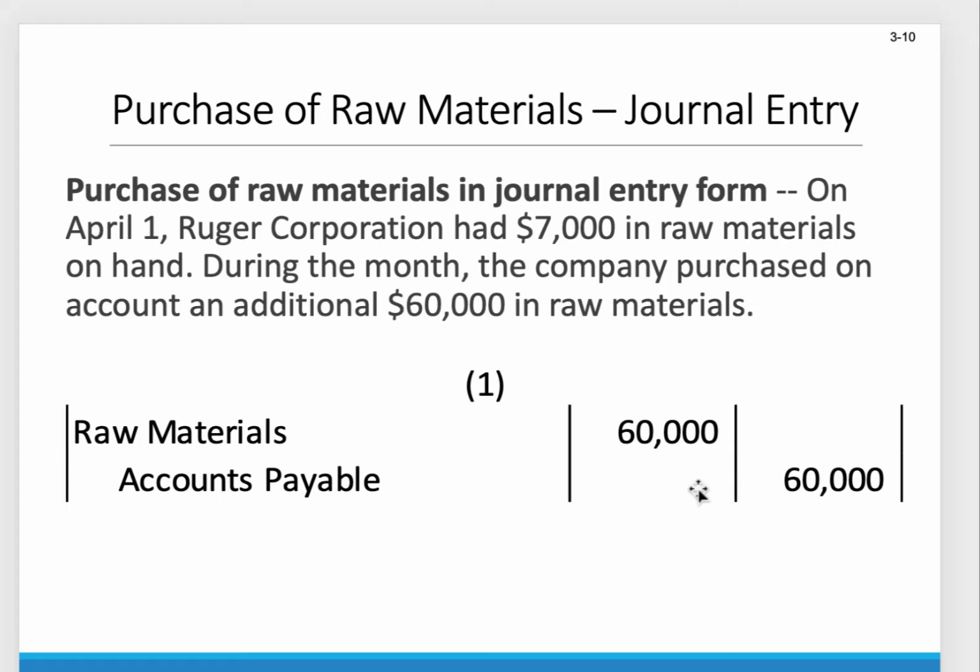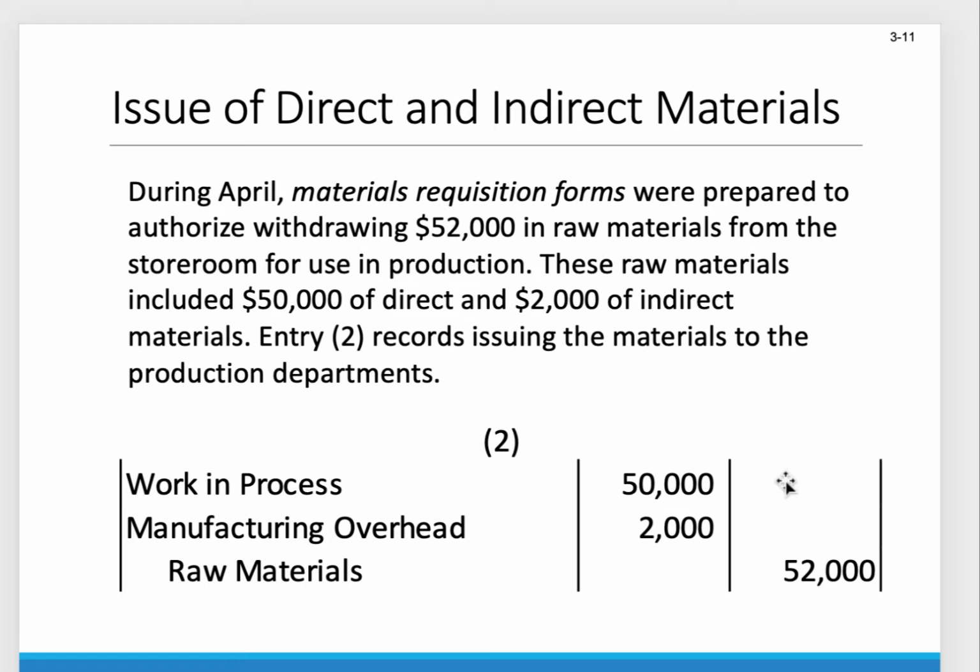Assets increase with the debit, which is the left side. So the left column here is going to be debited for 60,000, and then we have obviously the liability being credited. Okay, let's look at the next one.